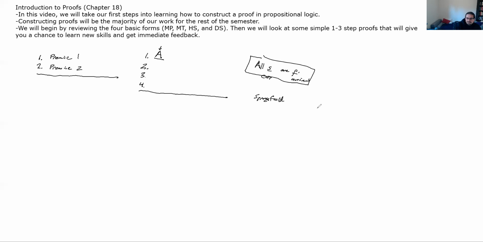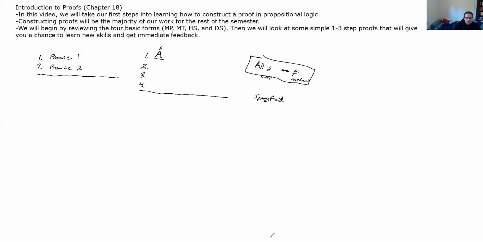The sun is the largest celestial body in the solar system, that today is election day. All of these are statements that are either true or false. Sometimes unknown, but still either one of those two. And they can all be abbreviated with a single letter, okay?